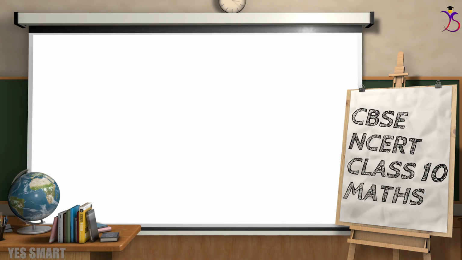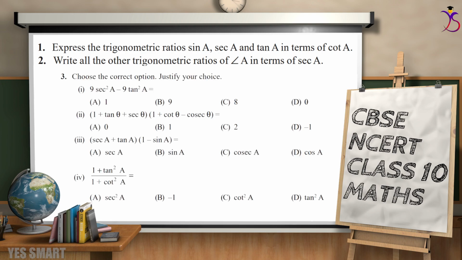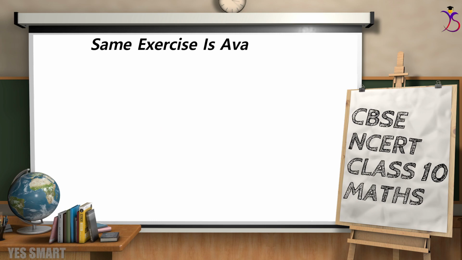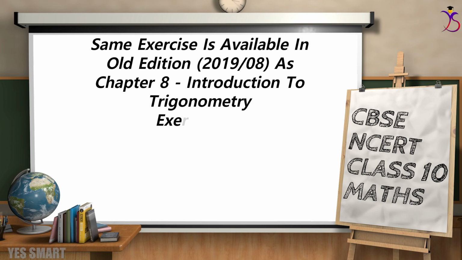CBSE Class 10 Maths. In this exercise, we have 4 sums to be discussed, out of which the third sum is a choose which has 4 subdivisions, and the fourth sum is a proving sum, that is where we will prove LHS equal to RHS. In the fourth sum, we have 10 subdivisions. We have already discussed all these 4 sums along with the subdivisions as part of our older edition.